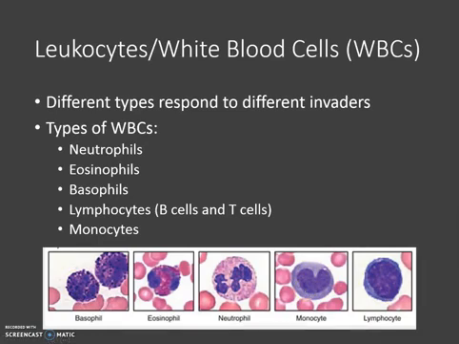We'll talk about some of these in more detail when we get to the immune system. But just to give you an introduction, basophils can release histamine, which is an inflammatory chemical. Eosinophils are known for attacking parasites.